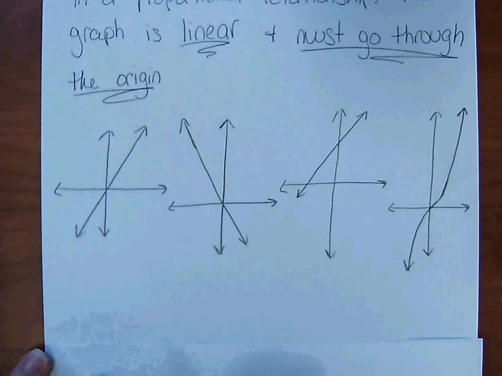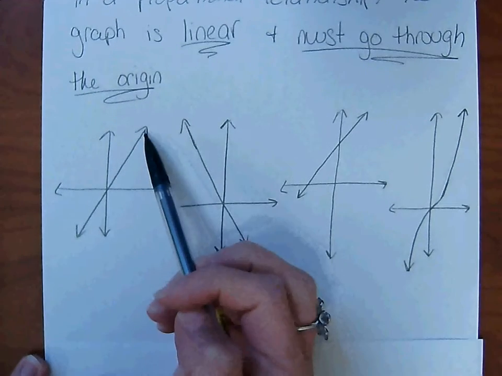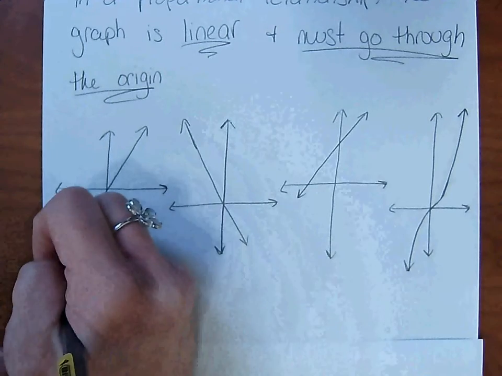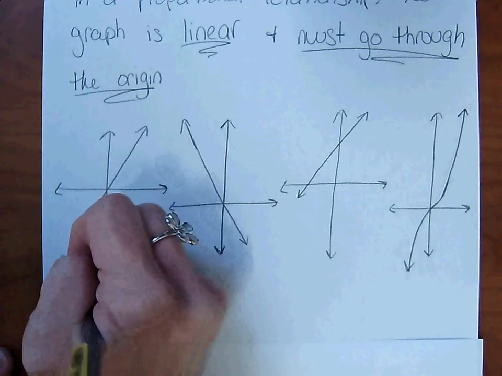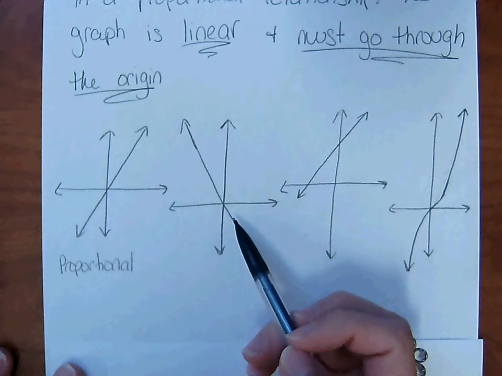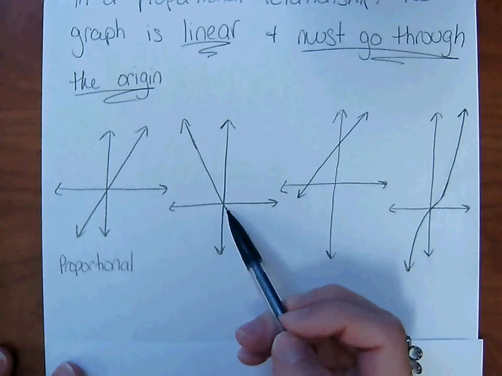So looking at our first one, linear means it's a straight line and it is going through the origin. So this one is proportional. Same with graph 2. It is linear and it is going through the origin, proportional.